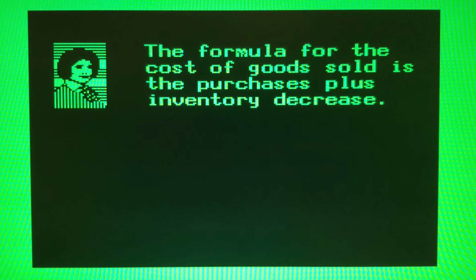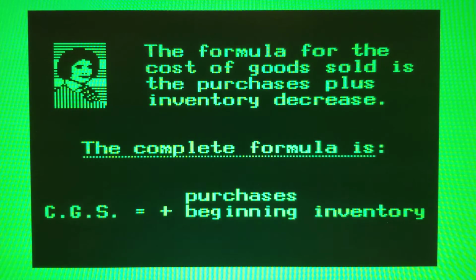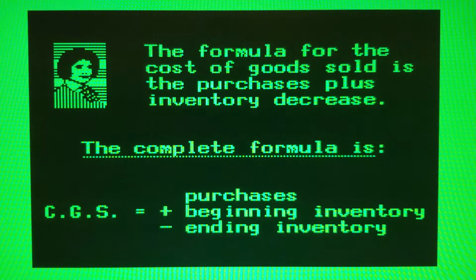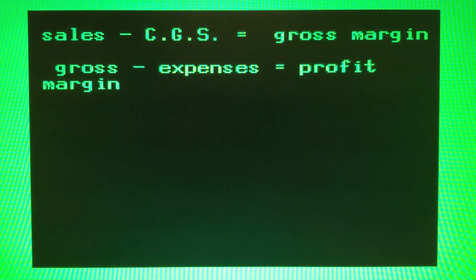The formula for cost of goods sold, if you will recall, is the purchases plus inventory decrease, if any. The complete formula is CGS equals purchases plus beginning inventory minus ending inventory. After finding the gross margin, expenses must be subtracted to obtain profit. Some expenses are relatively constant, salaries, utilities, and the like. But other expenses occur or must be paid all at once, although they apply to operations which extend for a longer period.